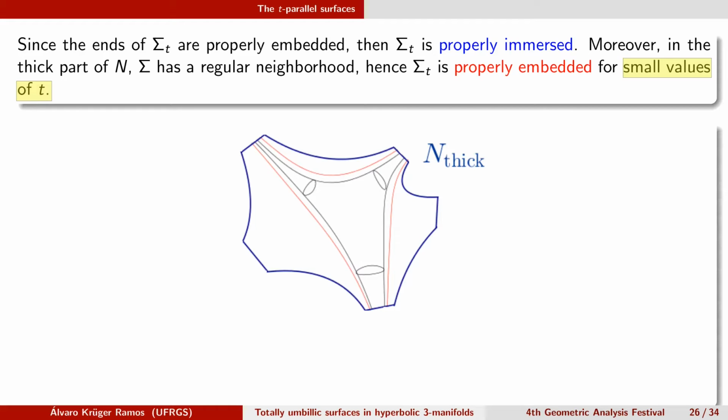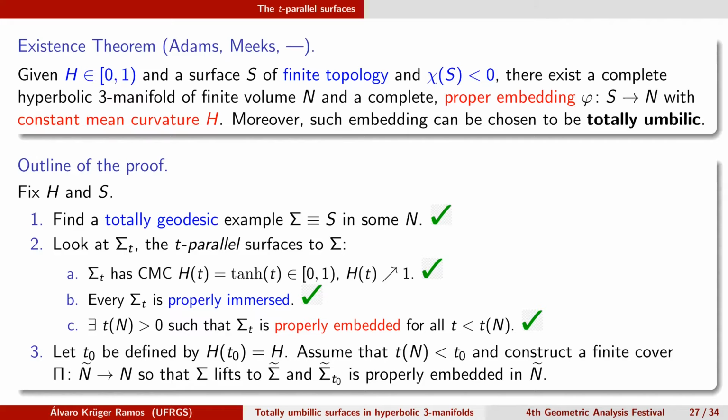And it's just a simple argument to show that if this is properly embedded and what's in the ends is also properly embedded, we can make them not intersect. We can show that they do not intersect. There is nothing on the thick part going inside the thin part, and there is nothing on the thin part going outside to the thick part. So they are properly embedded for small values of t. This proves the lemma.